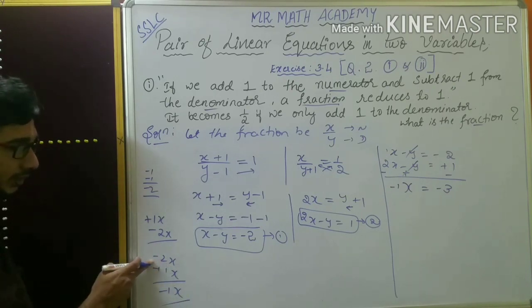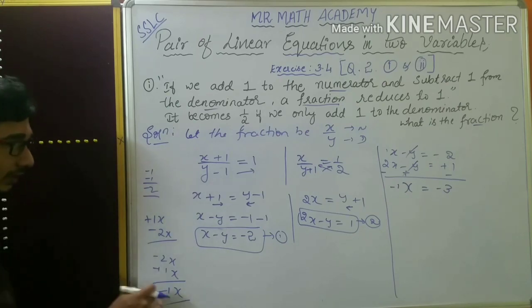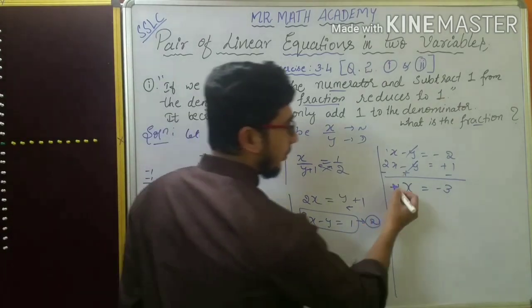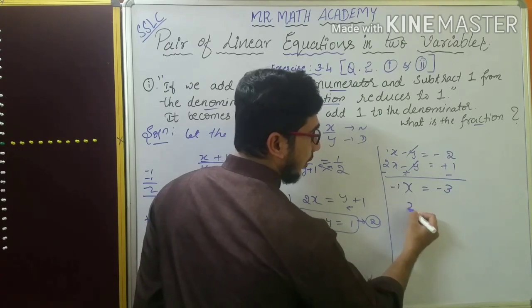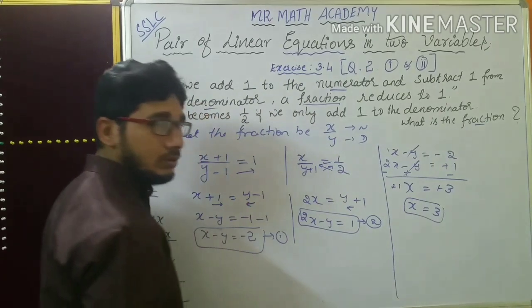See, 2 rupees credit, 1 rupee is there with you. If you give, 1 rupee credit is left out. Like that you have to remember. So what will happen? Minus minus will get cancelled. So x is equal to 3 only.